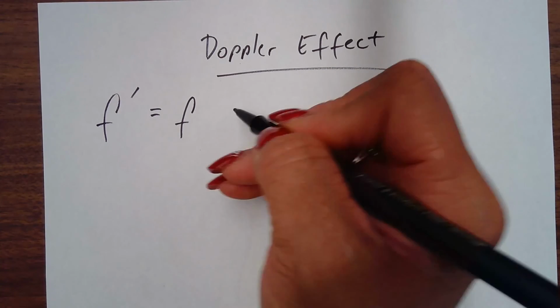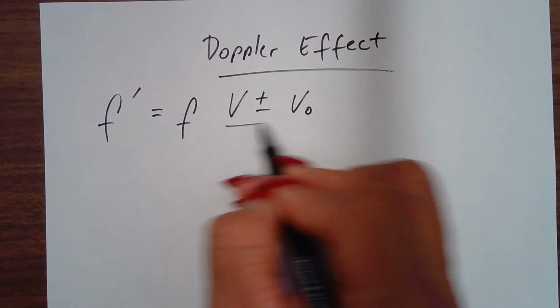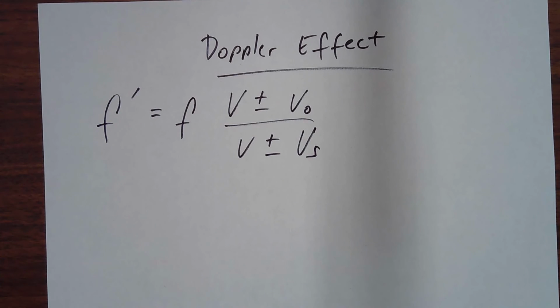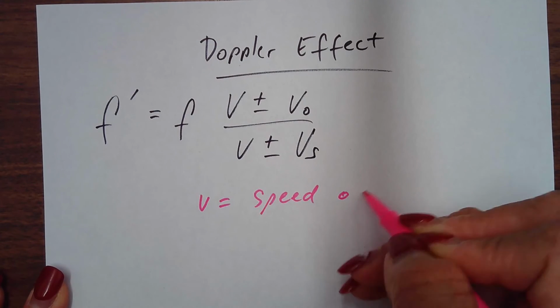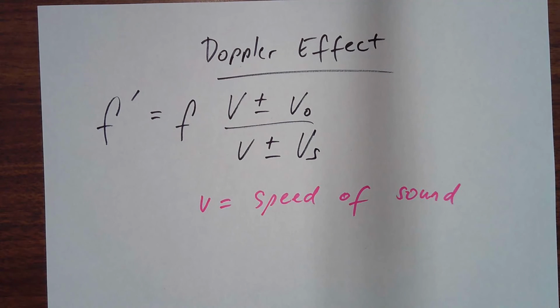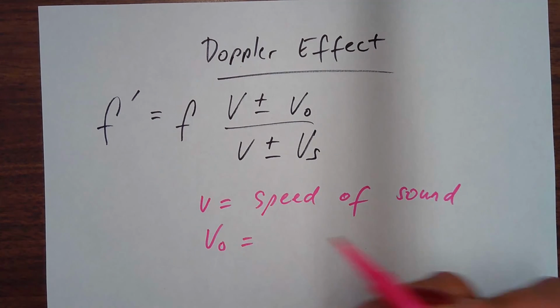So the old frequency, the actual frequency, times (V plus or minus V0) over (V plus or minus Vs). Okay, so there's a lot of letters here. So V is just the speed of sound. Okay? Whatever the speed of sound is. And it changes with temperature. So we can look into that as well, right?